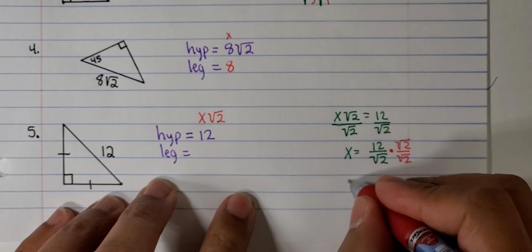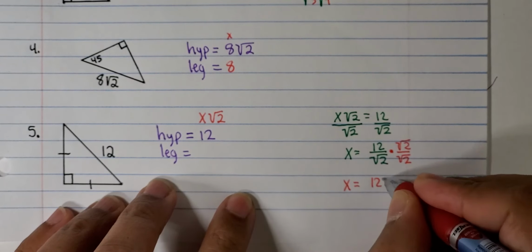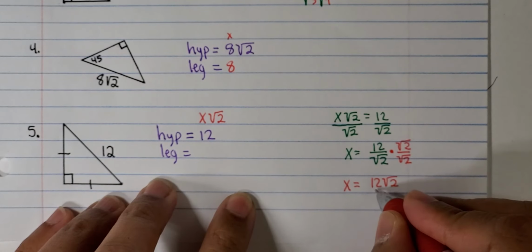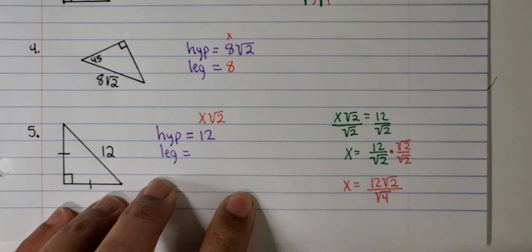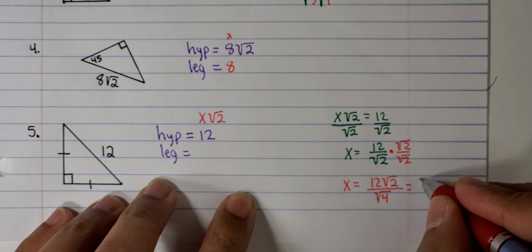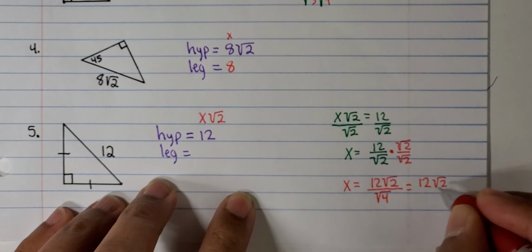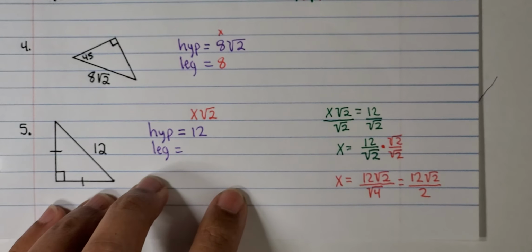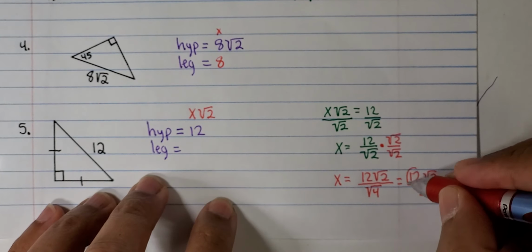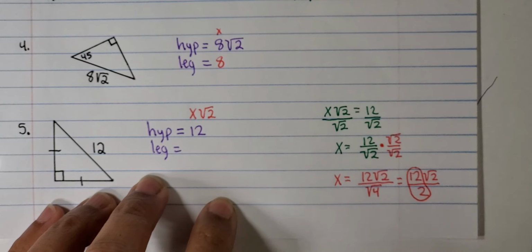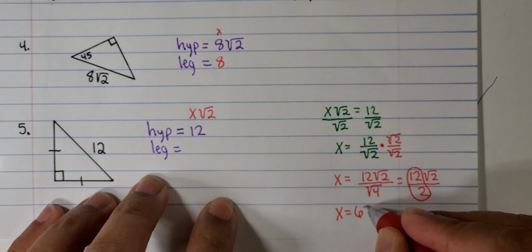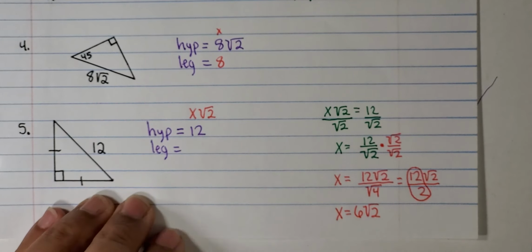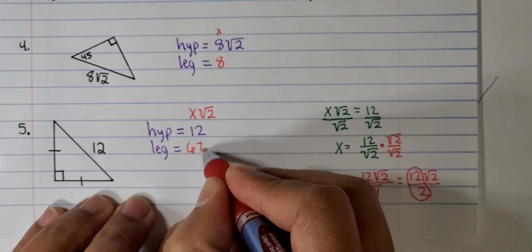So when we do that, we have now x equals 12 square root of 2. Now we have it in the numerator, but when we multiply the square root of 2 times the square root of 2, we end up with the square root of 4. But the square root of 4 is just equal to 2, so then this is 12 square root of 2 divided by 2. And now we can simplify this even further, because how many times does 2 go into 12? And if you said 6, then you are correct. Very good. So this is 6 square root of 2. So now the leg here is 6 square root of 2.